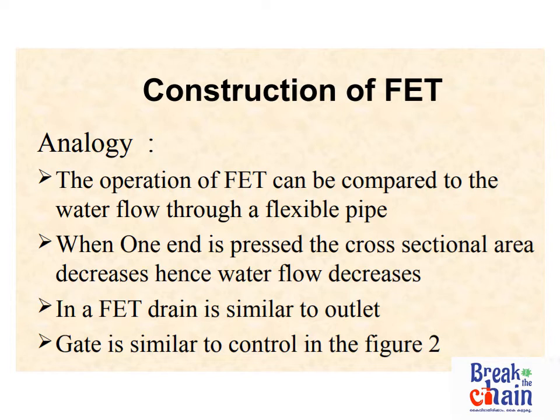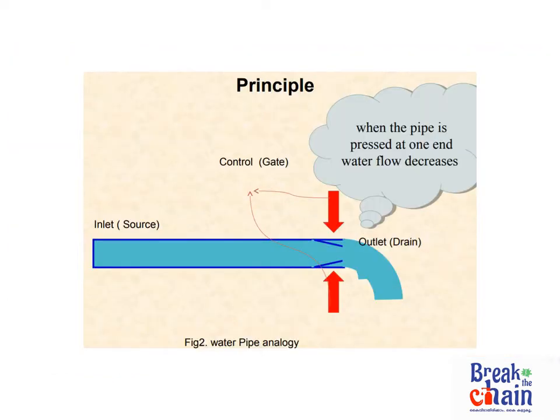When one end is pressed, the cross-sectional area decreases, hence water flow decreases. In an FET, drain is similar to outlet, gate is similar to control in figure 2. This is the figure, the water pipe analogy of the FET.